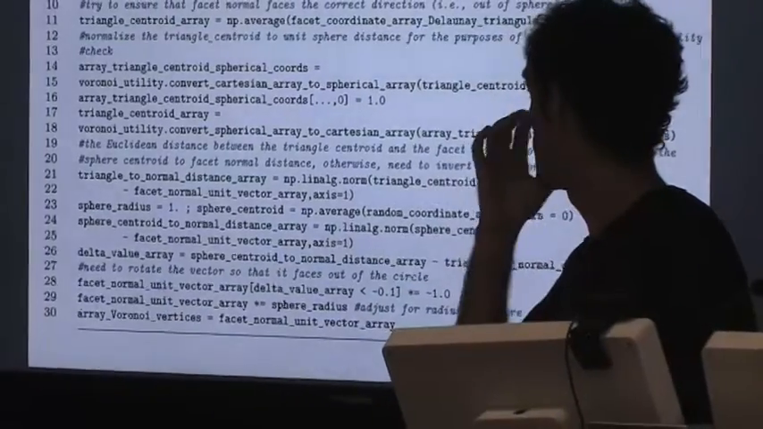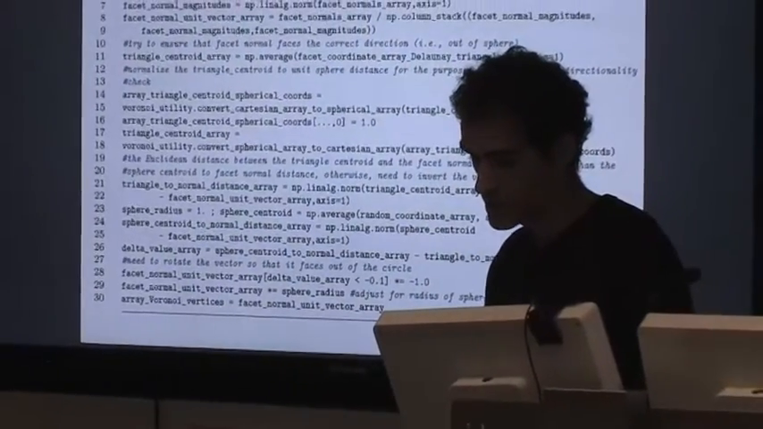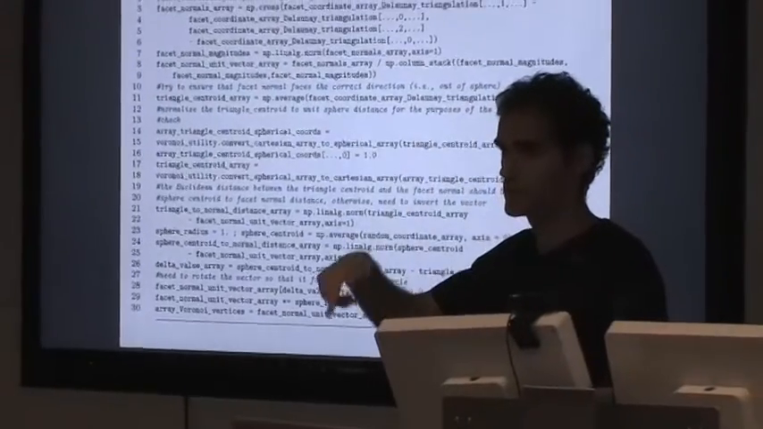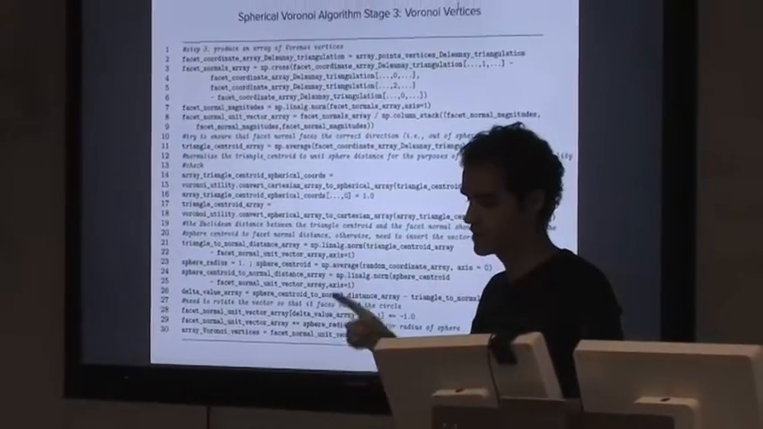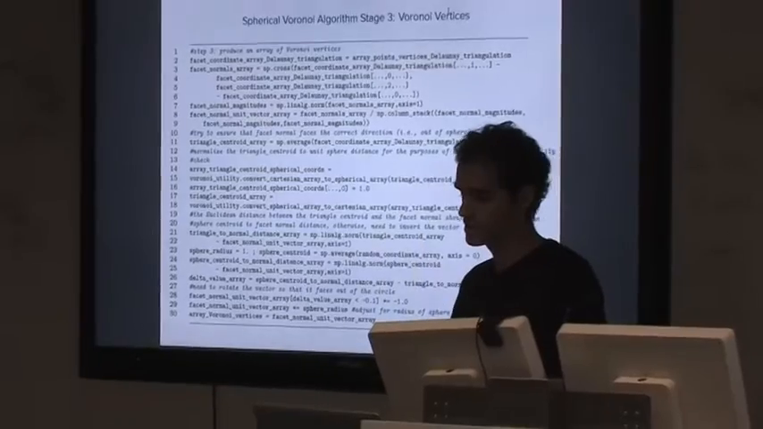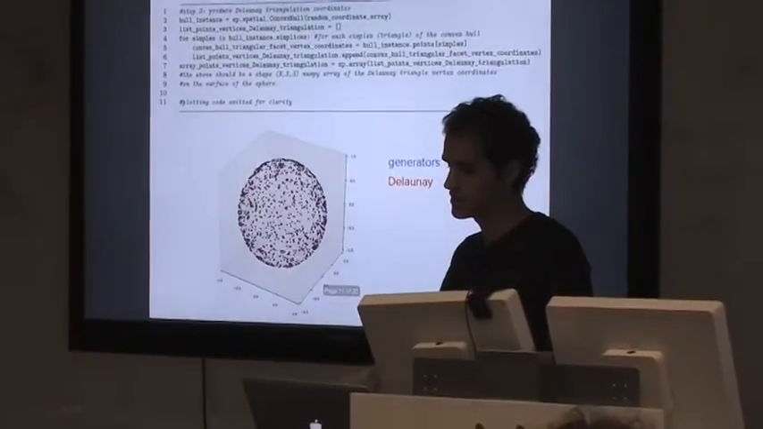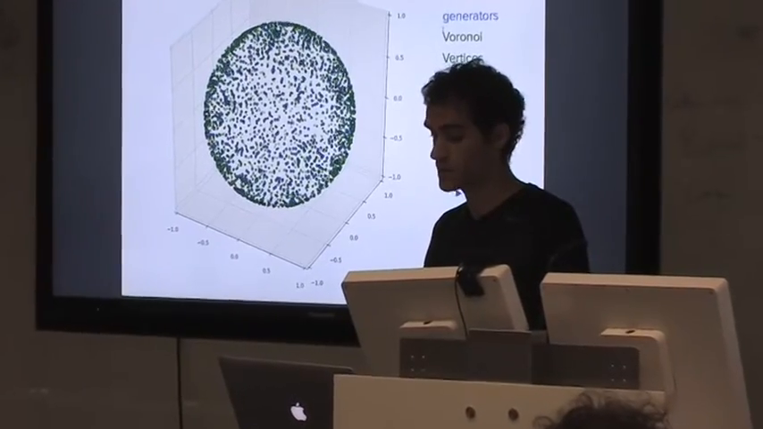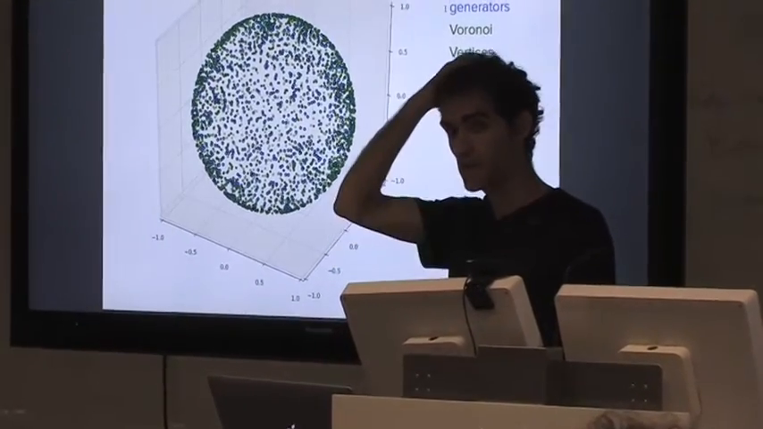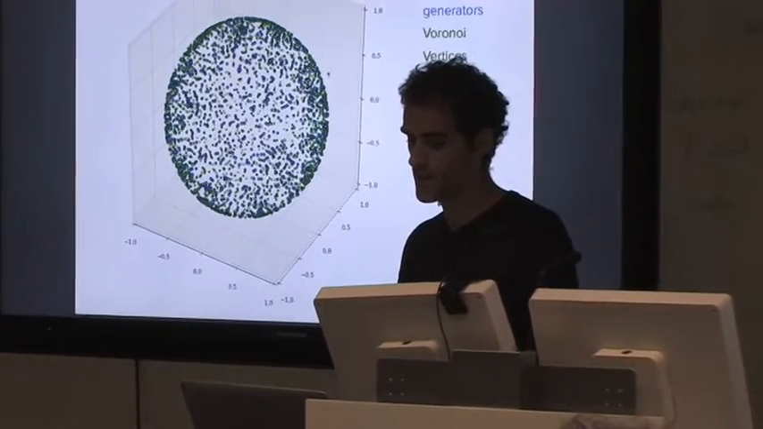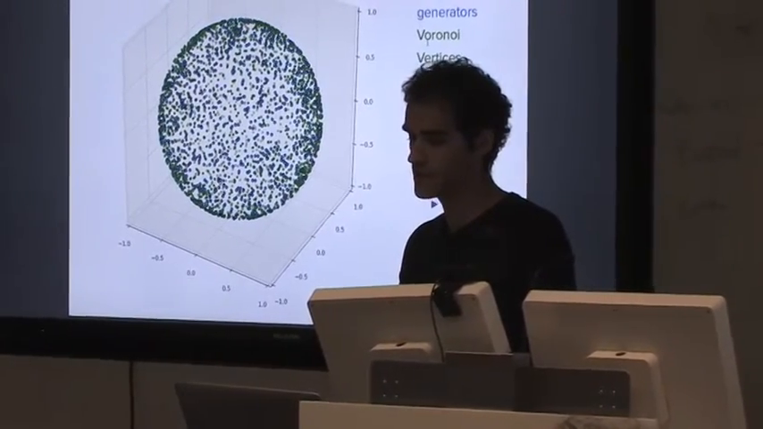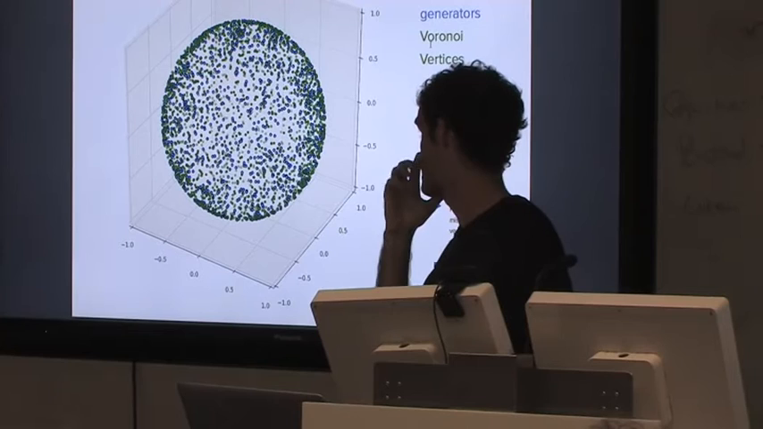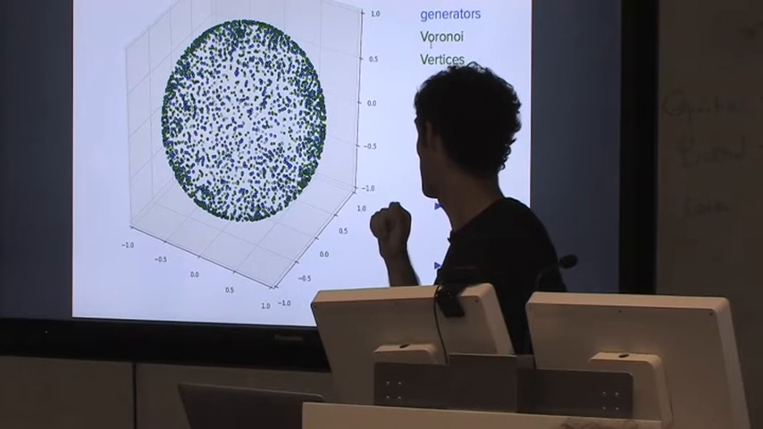Now this big wall of code is basically just calculating the normals, so the lines that go from the center of the sphere through the triangles in the Delaunay triangulation, and those end up being the Voronoi vertices. So it's kind of painful how close we are to the solution already. So we have our original data points in blue, and the vertices, the points that form the Voronoi diagram that we want, in green.